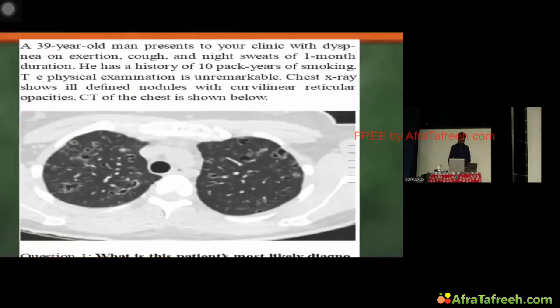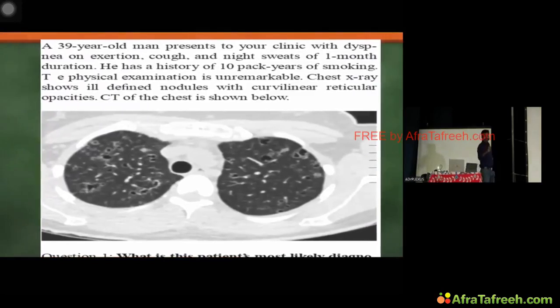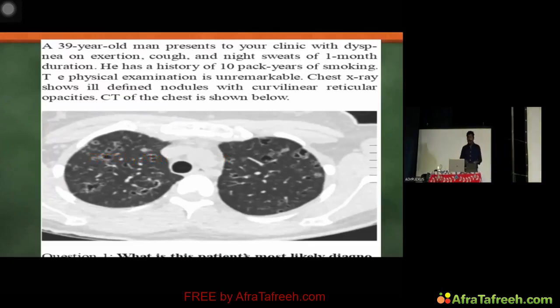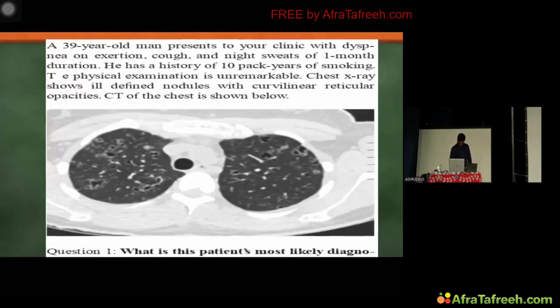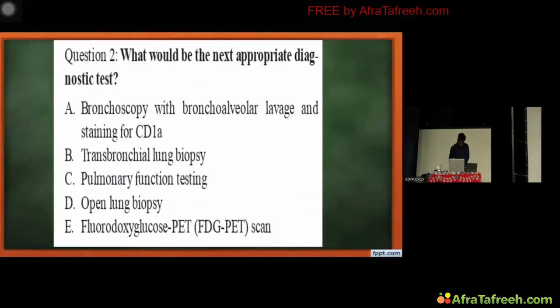So here we have only 2 clues. One clue is smoker. The second clue is you see a lot of cysts. So what should be the answer? Langerhans histiocytosis. The answer is Langerhans histiocytosis. One clue is smoker; the second is he has a lot of cystic change or enlargement in the airways. So it is going to be more towards Langerhans histiocytosis. What would be the best next appropriate diagnostic test?